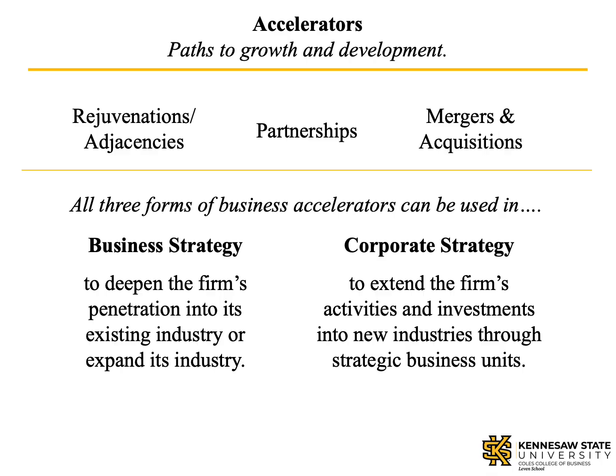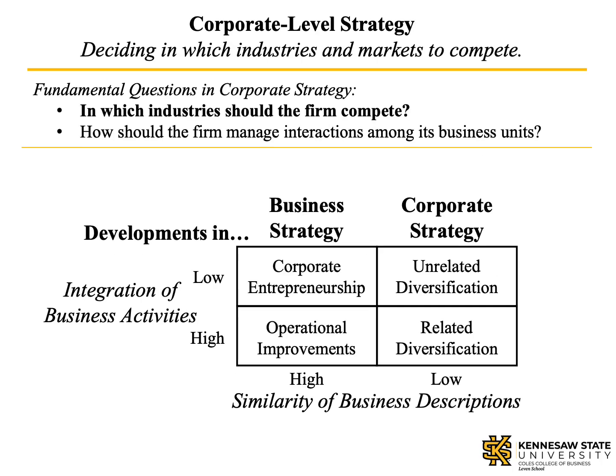I will now focus on the two fundamental questions in corporate strategy: in which industries should the firm compete, and how should the firm manage interactions among its business units. Answering the first question depends on the degree to which it wants to diversify. Generally, there are two options: related diversification and unrelated diversification. The difference between the two is analogous to the difference between developments in business strategy that focus on improving existing activities as opposed to building new capabilities through entrepreneurial efforts.